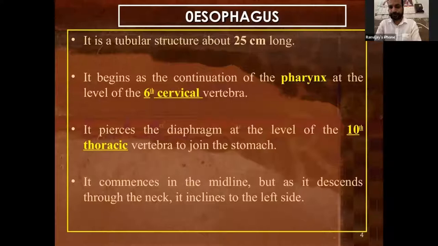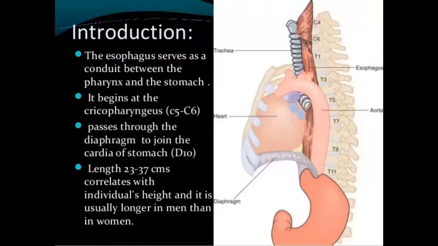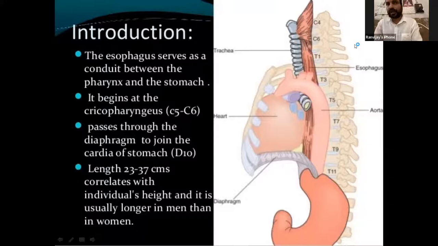Now, introduction. The esophagus serves as a conduit between the pharynx and the stomach. It begins at the cricopharyngeus at the C5-C6 level and passes through the diaphragm to join the cardia of the stomach. The length of the esophagus varies. It depends on the height and the build of the person. The length is basically 23 to 37 centimeters, correlates with the individual's height, and is usually longer in men than women.